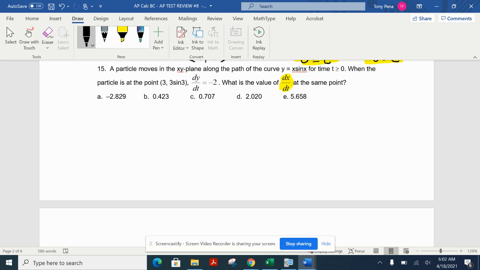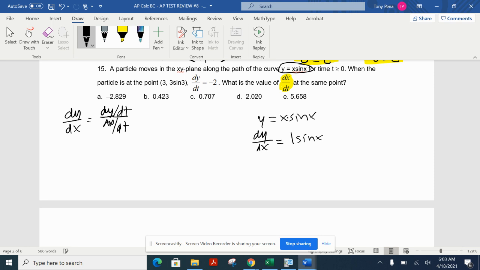So if we want to use that, think about what dy/dx is. Isn't dy/dx equal to dy/dt divided by dx/dt? Look at the equation they're giving you: y equals x sine of x. If I want dy/dx, that's our product rule. The derivative of x is 1, leave the sine of x, and then leave the x alone; the derivative of sine is cosine. And then that's our dy/dx.